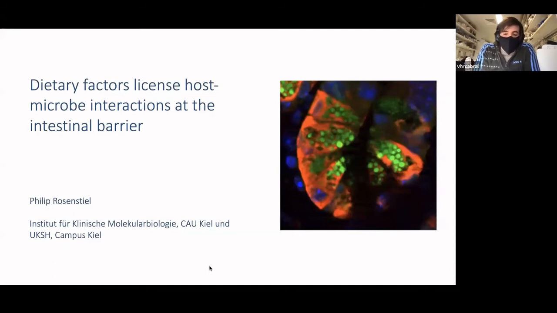Philip's research targets inflammatory bowel disease and the functional effects of genetic signals, focusing on cellular pathways and networks of the NOD-like receptors, autophagy and ER stress. Philip's work regards, and if this is not right, let me know, the host and its gut microbiome as a functional unit to better understand the mechanisms driving IBD. So today we'll learn about how dietary factors license host microbe interactions at the intestinal barrier.